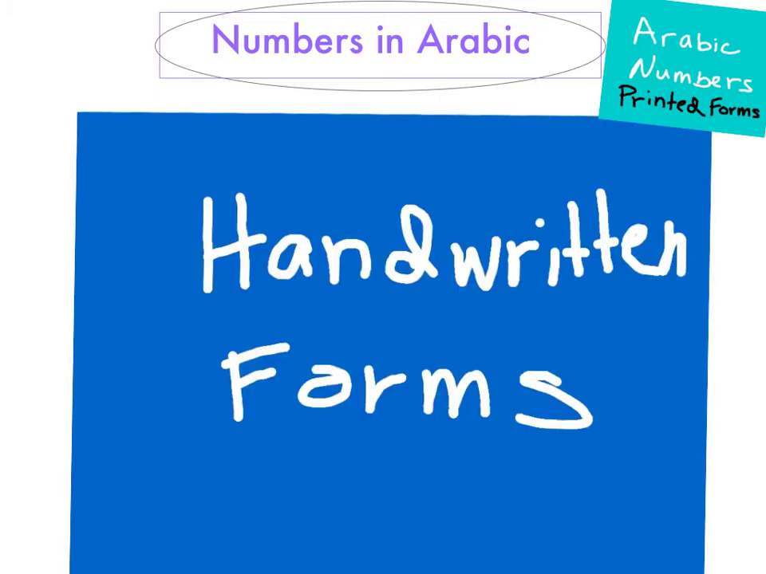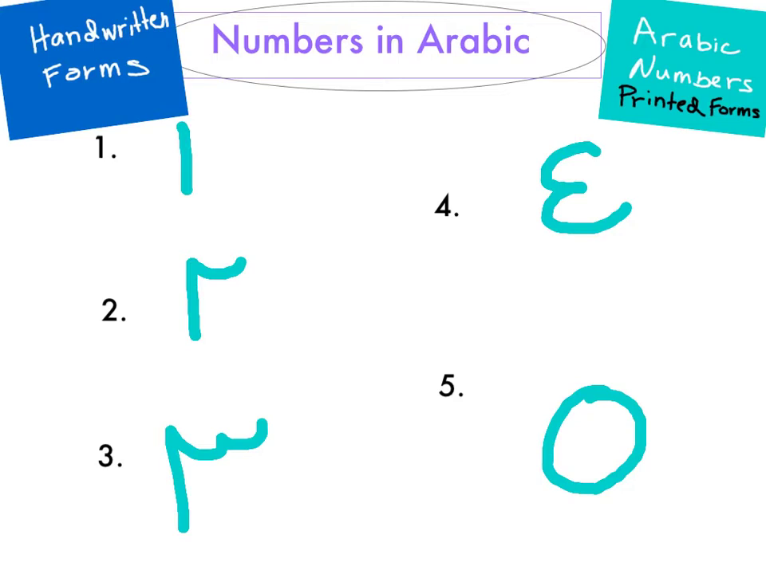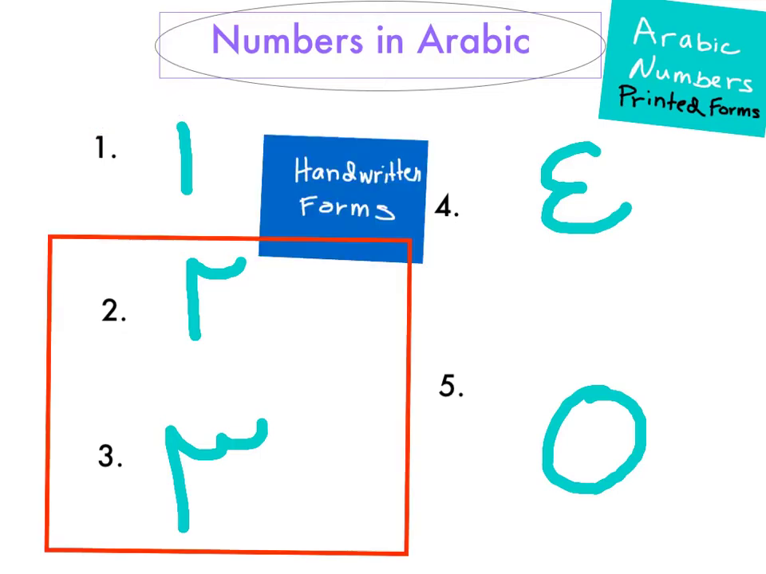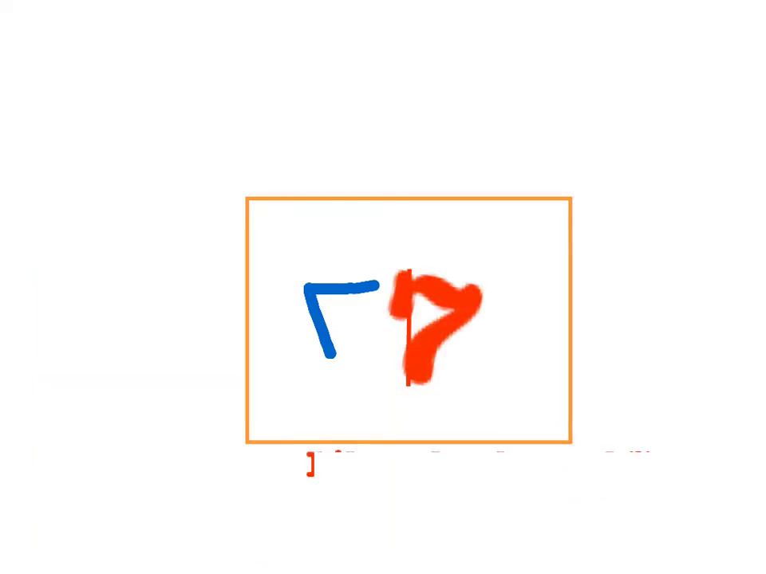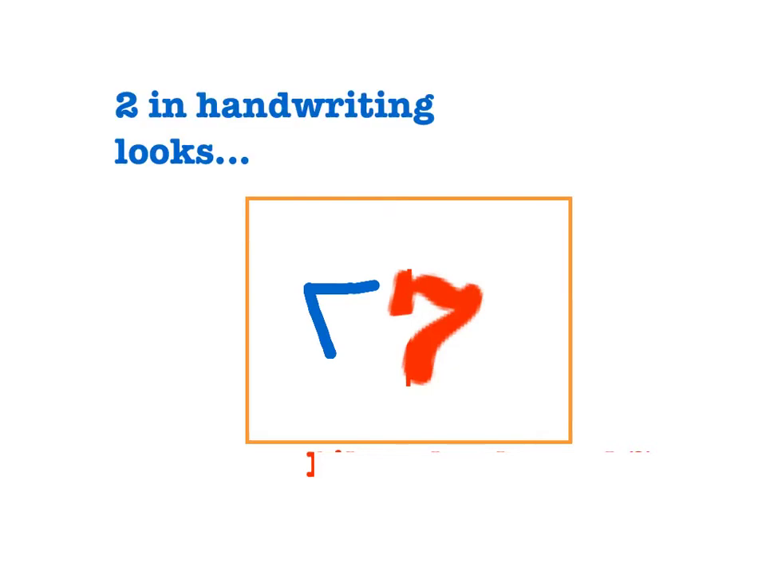Now let's take a look at the numbers in handwriting forms. The numbers in handwriting and print are all the same except for number 2 and number 3. Number 2 is written like this in handwriting, with 2 straight lines. So you see 2 in handwriting looks like a backwards 7.